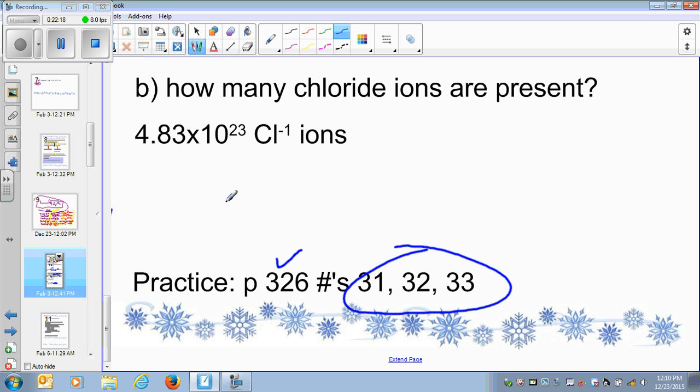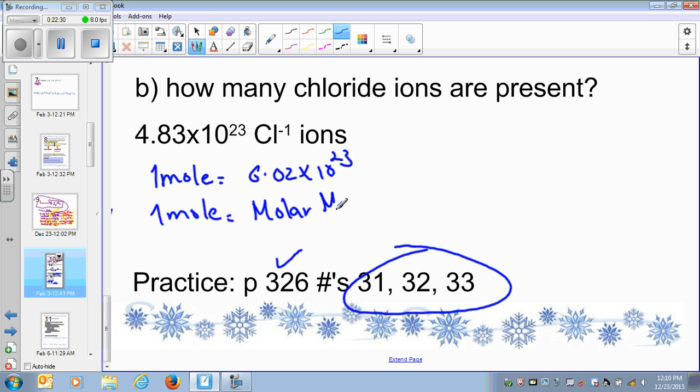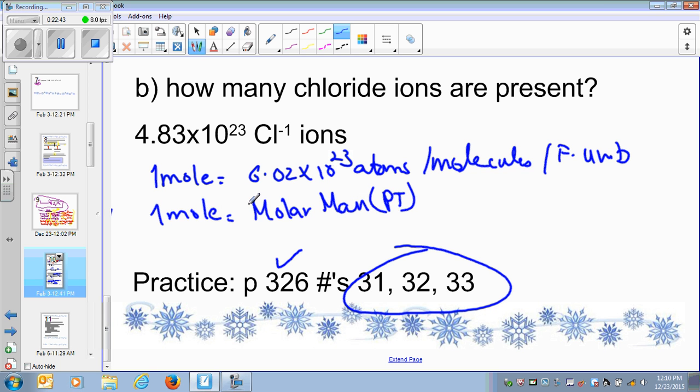So we learned about mole and how mole is related to atoms and formula units. Okay, and how mole is related to the molar mass in the periodic table. This information comes from the periodic table. This is atoms, molecules, and formula units. So it's all about it. And this is molar mass that you get from the periodic table.